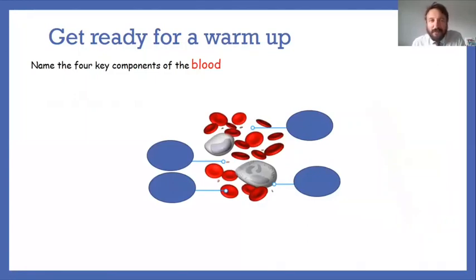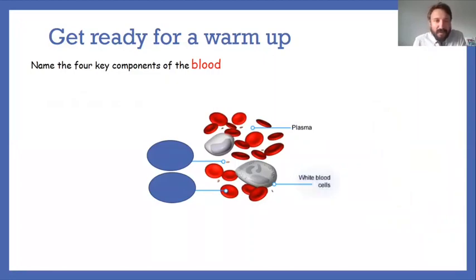Okay, so the 4 key components of blood. If you said plasma, that would be correct. If you remember rightly, last time we were making the blood and I had some orange juice to represent the plasma. So that made up about 55% of the blood.